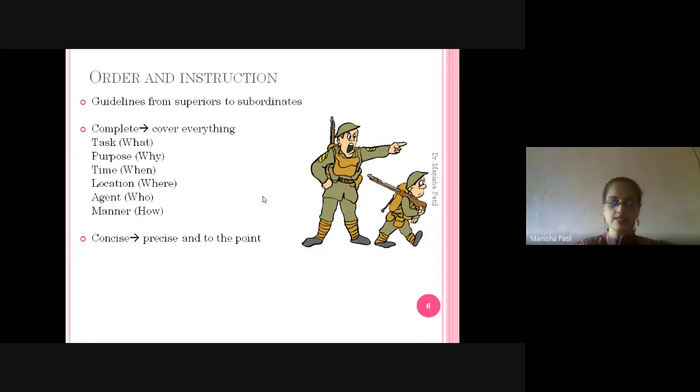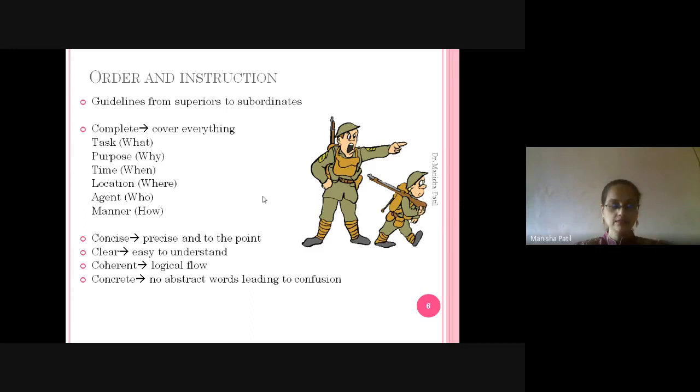It has to be concise, precise, and to the point. Clear means easy to understand. Coherent, that is logical flow. Concrete, no abstract words leading to confusion. When I'm telling you to join Google Classroom, I don't think that there is any confusion. Correct, factually and grammatically correct. If you type the wrong code, you will not be able to join. So you have to be correct.